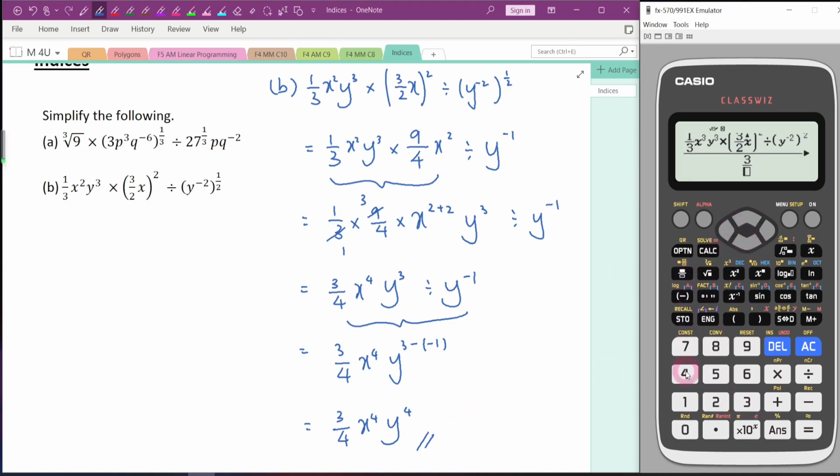Okay, now let's key in this one. This will be easier. 3 over 4, x power 4, y, y power 4 also. Okay, let's double check whether we key in all correctly. Oh, this is not correct. This is power 2. Let me change it. Okay, now all key in correctly.